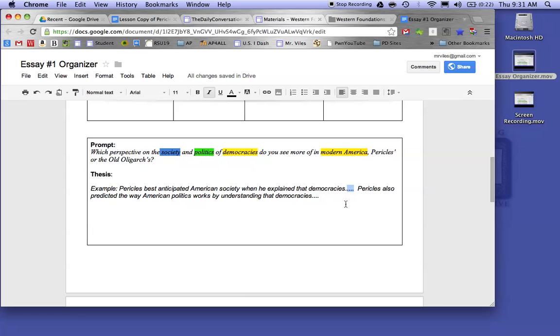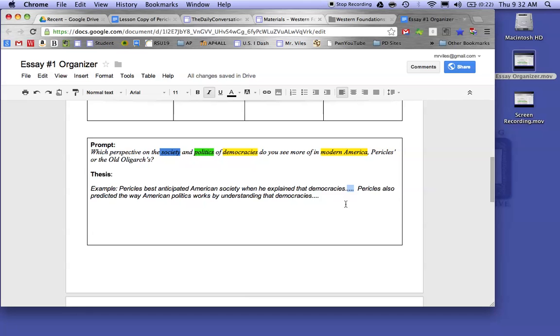And because you are well learned and brilliant, you know exactly what they're talking about there in the middle of the aisle, and you say back to them, well, Pericles best anticipated American society when he explained that democracies empower people from the lower classes as well as provide equal justice. Pericles also predicted the way American politics works by understanding that democracies provide laws that are administered equally across all classes, say. And I'm just making that up off the top of my head.